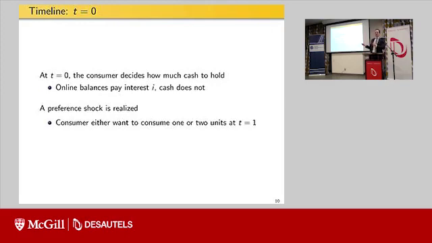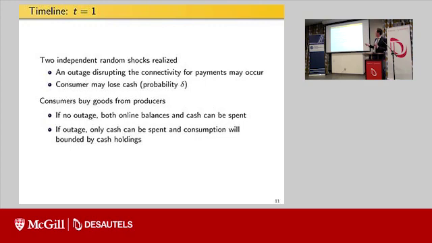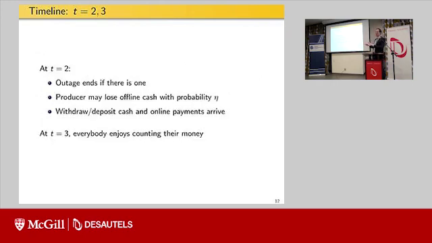At the start of the model, you have to think as a consumer, how much cash am I going to carry? And you don't know exactly how much you want to spend. It could be little, could be a lot, but basically you have to make that choice. But then after you decide how much cash to carry, there are two potential shocks that can materialize. First of all, there could be an outage, in which case you can only spend offline cash and you cannot spend your online money. But it could also happen to you that you lose your money, which can happen with a probability delta. Now, you want to buy stuff, which if there's no outage, you can use both online balances and cash, but if there's the outage, you can only spend cash. And at t equals 2, the outage stops, which is a very simple model. And producers can lose their money too. And at the end of the model, everybody cares how much money they have.